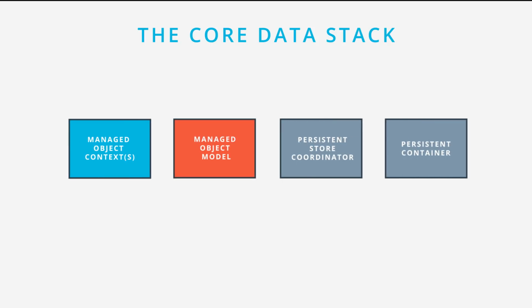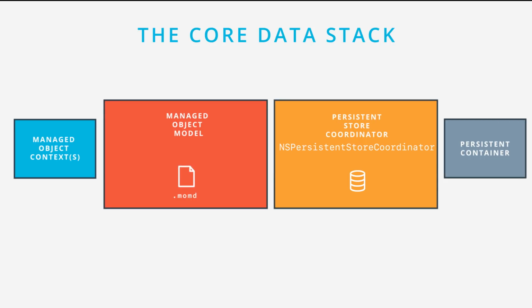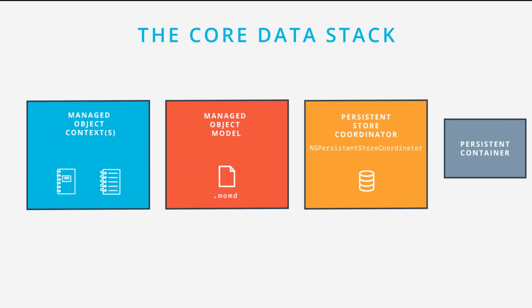Other parts of the stack will ask the model for information they need to do their work. Which brings us to the third part of the stack, the persistent store coordinator, or NSPersistentStoreCoordinator. The coordinator connects to one or more persistent stores and uses the model to mediate between those stores and the context. That is, it translates stored records into managed objects and managed objects into records. The coordinator speaks the language of the underlying store, such as SQL, so that we don't have to.